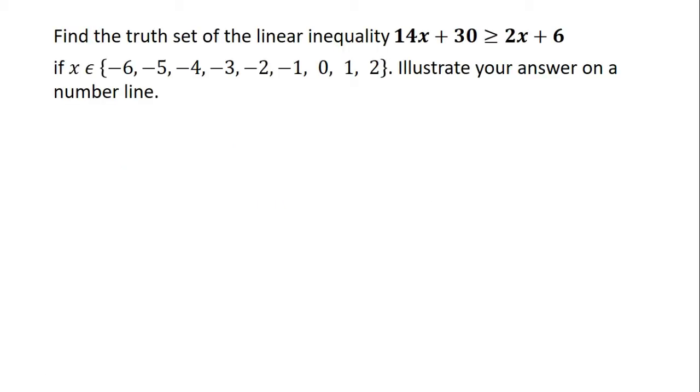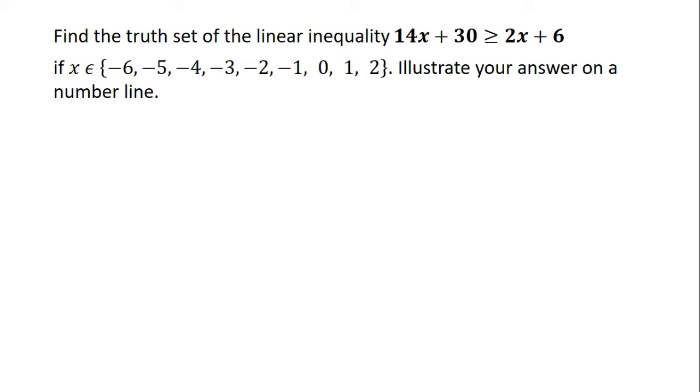Find the truth set of the linear inequality 14x plus 30 is greater than or equal to 2x plus 6 if x belongs to the set -6, -5, -4, -3, -2, -1, 0, 1, 2. Illustrate your answer on a number line. Now this question looks a little bit different from the ones that we've been doing. So we are going to break them into parts, then we will solve it.